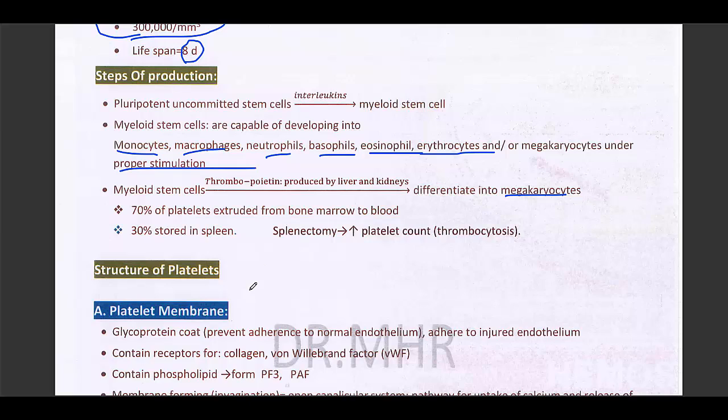Okay, 70% of platelets are from the bone marrow. It is the site of formation, as we mentioned before. 30% is stored in the spleen. In splenectomy procedures there is an increase in platelet count. Why? Because the 30% is no longer stored in the spleen, it just gets added to the 70% in the blood.